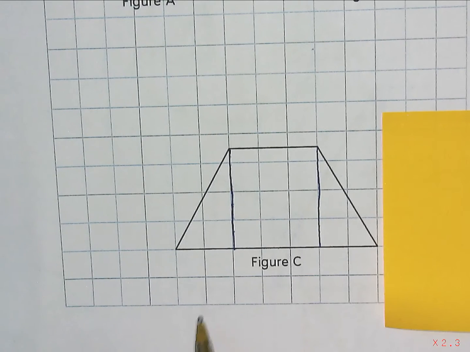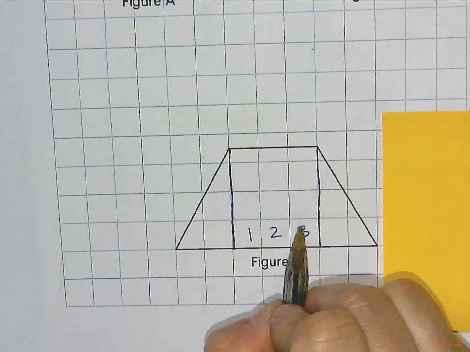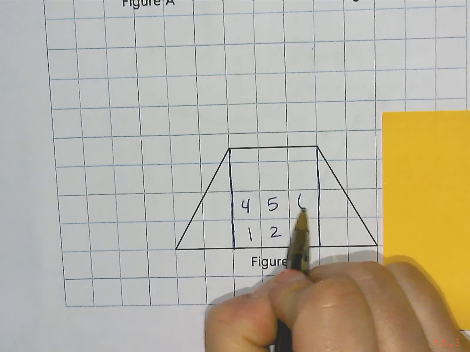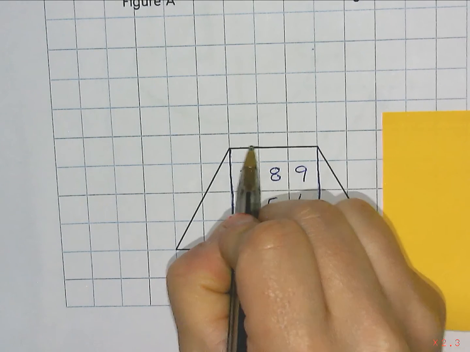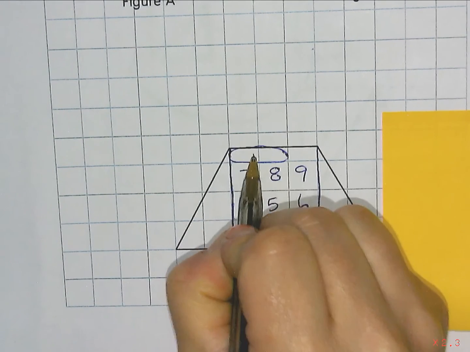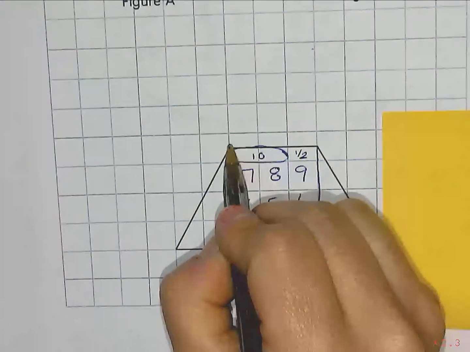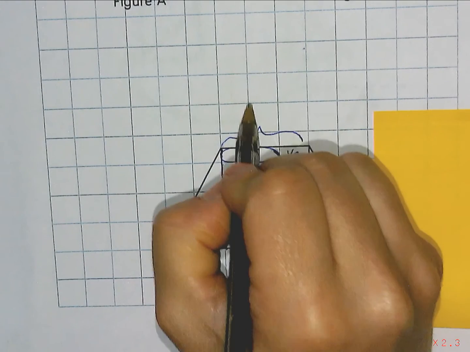It almost looks like a square, but it's actually a 1, 2, 3, and then I've got 3.5 up. So 4, 5, 6, 7, 8, 9. These two together make 10, and this one is a half, which means the center area is 10.5.